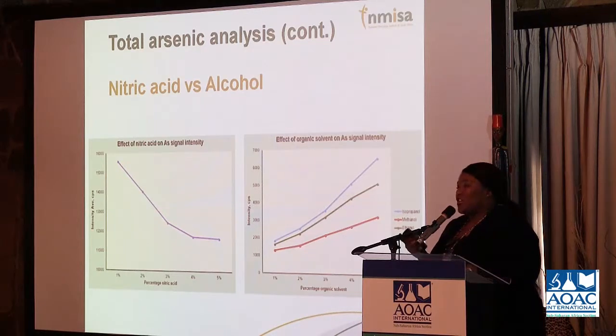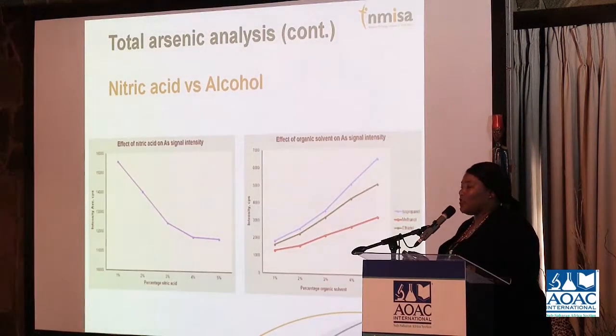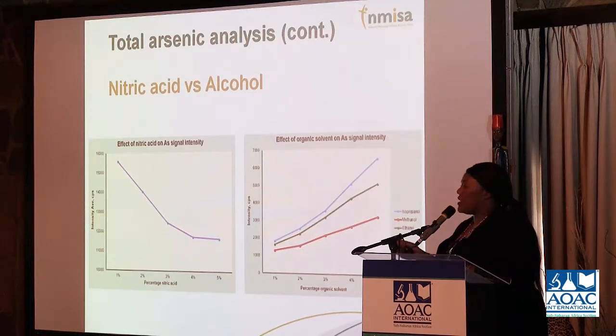In the lab, we usually use nitric acid for digesting most of our samples, and we also use it for preserving our samples. Nitric acid is compatible with ICP-MS because it introduces very minimal interferences into the instrument. So essentially, we're going to use nitric acid for analyzing our samples. But we noticed that the more nitric acid that you have in the sample, you'll have a decrease in the sensitivity of your instrument. And we already know that in wheat flour, the arsenic concentrations are very low, so we can't afford to have the instrument not very sensitive.